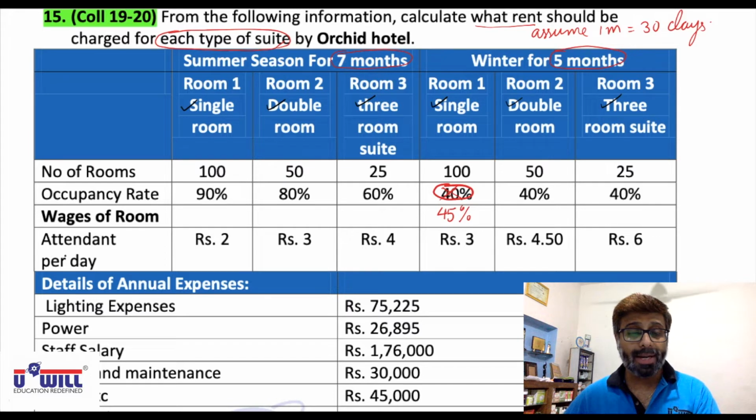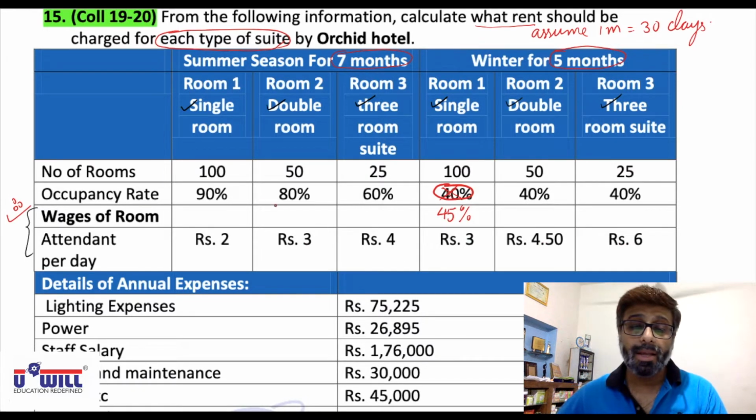Wages of room attendant per day. This is a new point over here. Wages of room attendant per day: 2 rupees, 3 rupees and 4 rupees. And in winter, instead of 2, he is charging 3 for single room. Instead of 3, he is charging 4.5 for double room. And instead of 4, he is charging 6.